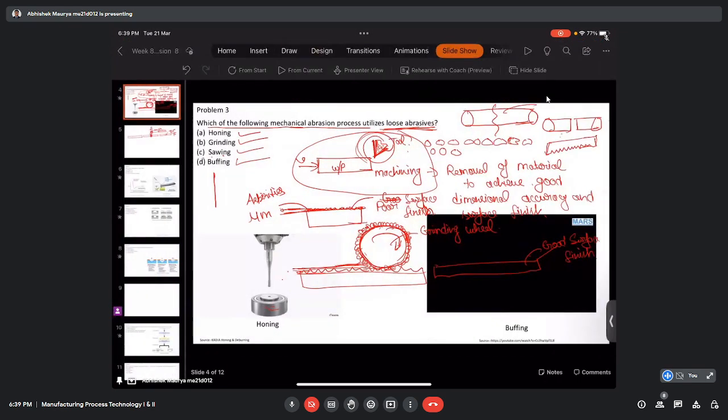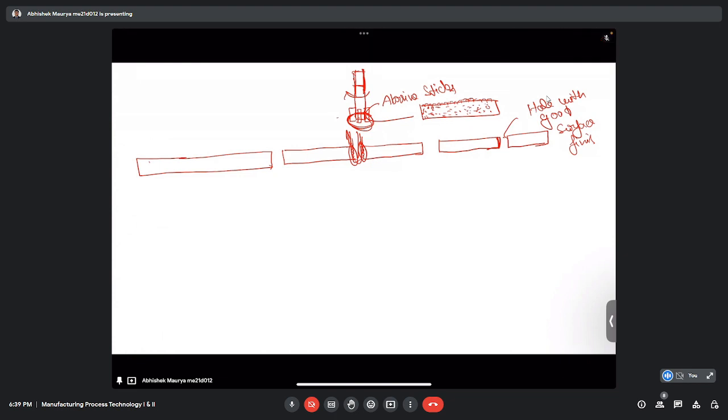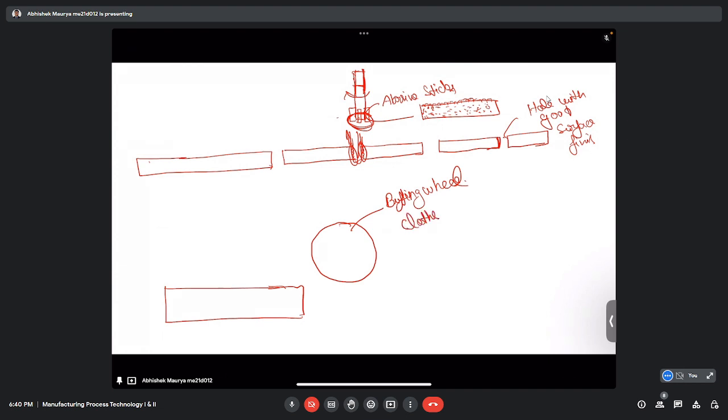I will show you the diagram. In the buffing process, it is also very similar to the grinding process. The only difference is here the abrasive particles are not fixed, they are not bonded with the buffing wheel. So here this is the buffing wheel, and we have a workpiece like this. This wheel is made up of cloth.